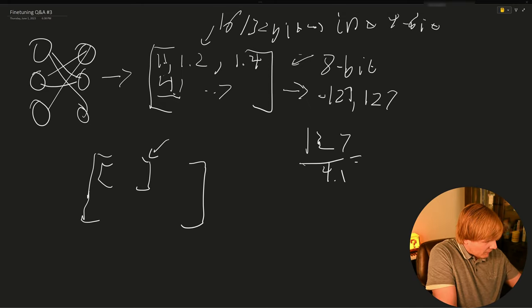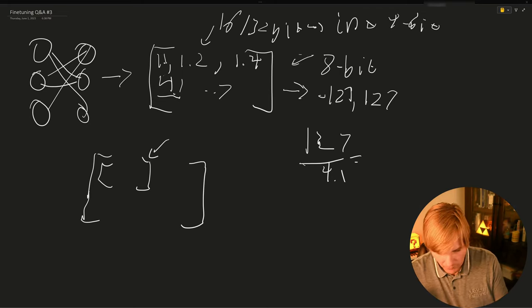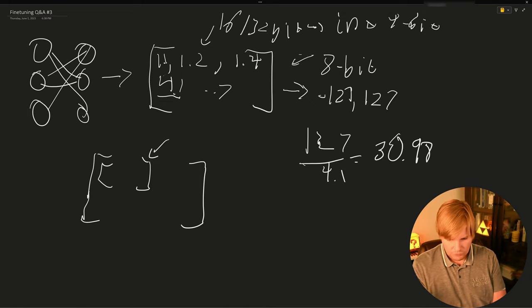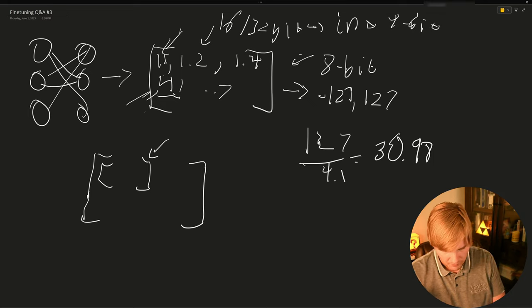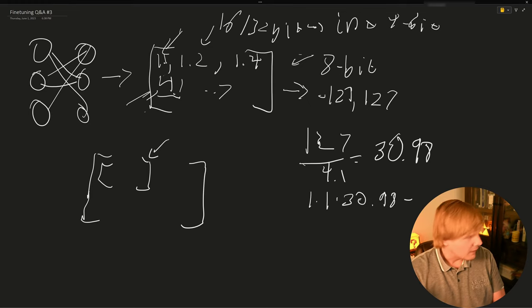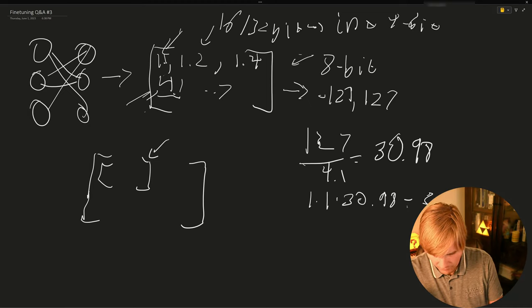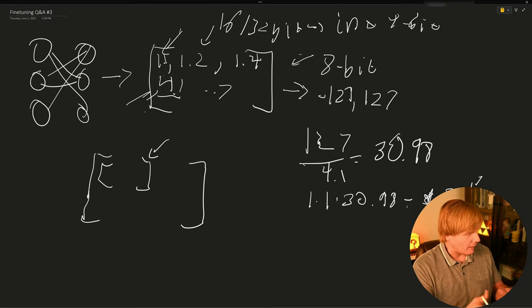I just need to pull up a calculator and actually figure out what that value is. And that's going to be, oh, that's actually a pretty nice number. So it's going to be about 30.98. And so now we're just going to go through and multiply every other number in here. And this guy is now going to become 127. So 4.1 becomes 127. And if we wanted to take the 1.1, we would multiply it by 30.98. Let me whip out a calculator again, 1.1 times 30.98. And that's going to become about 34. And that's what it would round to. So then we round when they're not exactly that value.